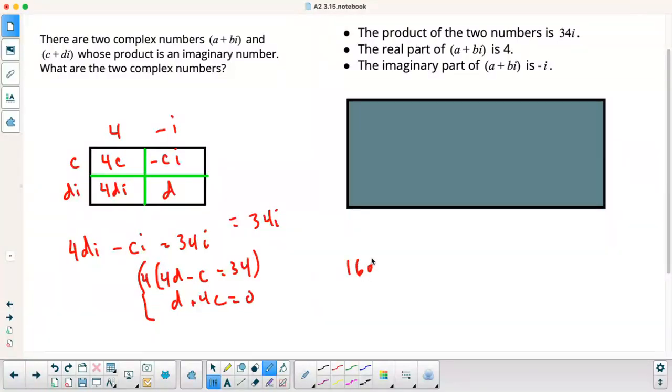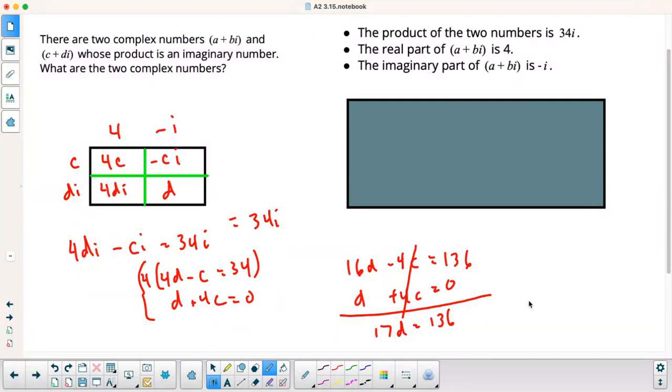So I'm going to get 16d minus 4c equals 4 times 34, which will be 136. And then I'll just keep the bottom one the same. I'm going to add these. So these cancel. 17d equals 136. And I got d equals 8. So that's good. Plug it back into either one of these, probably this one.